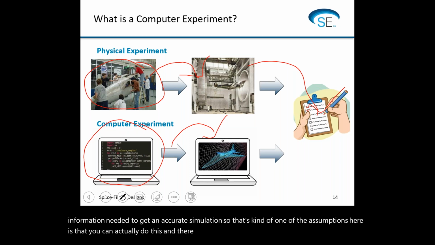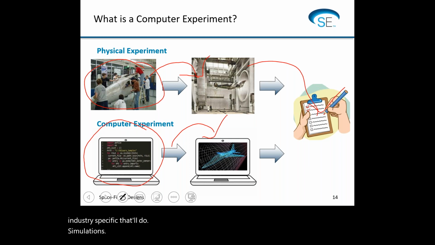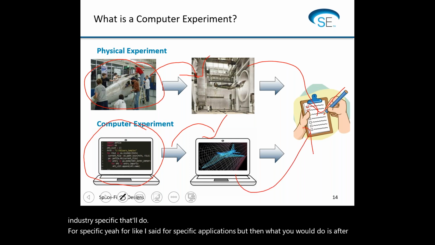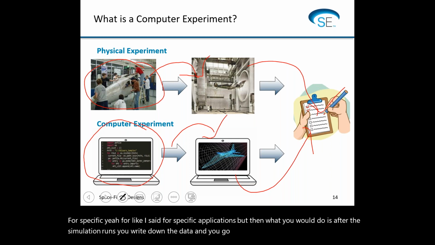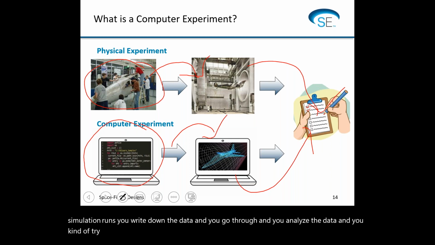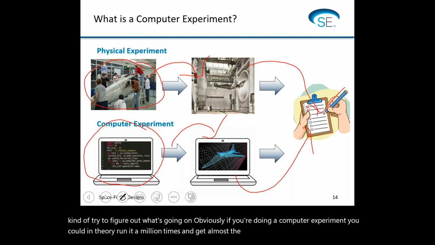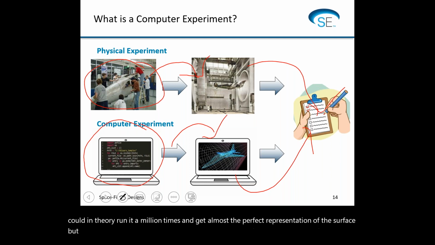There is commercial software that's industry specific that will do simulations for specific applications. After the simulation runs, you write down the data, analyze it, and try to figure out what's going on. Obviously, in a computer experiment you could, in theory, run it 1,000,000 times and get almost the perfect representation of the surface. But usually time is the constraint here.